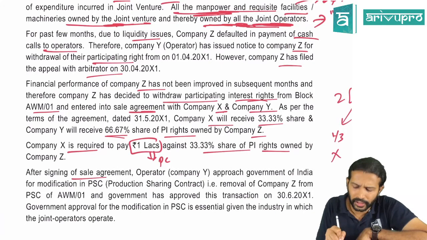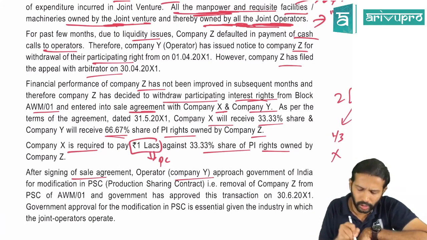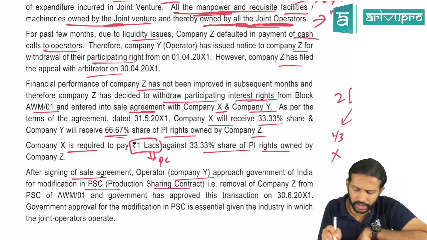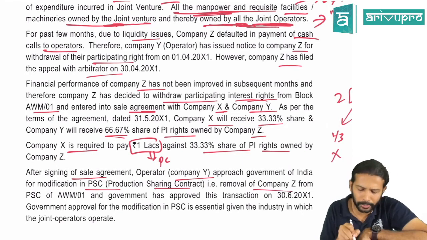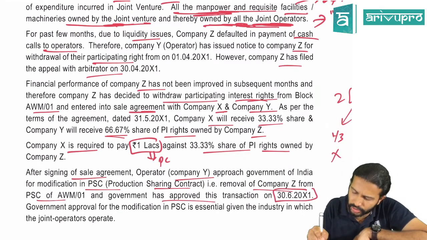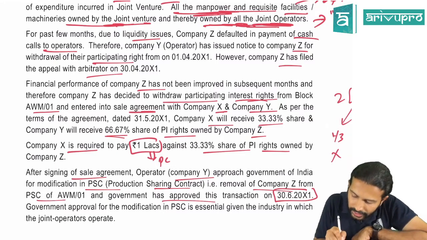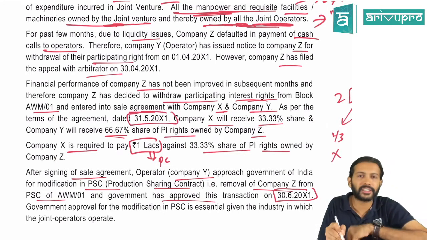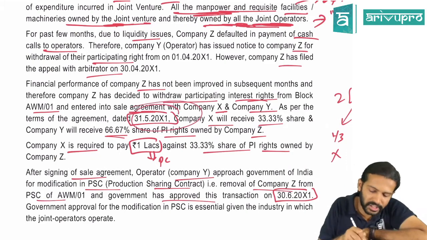After signing of the agreement, operator Y approached the government of India for modification of the production sharing contract, that is, removal of company Z from this PSC AMW. Government has approved this transaction on 30th June. So basically, the stake sale agreement happened on 31st May.